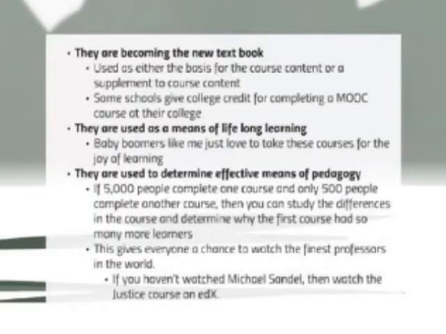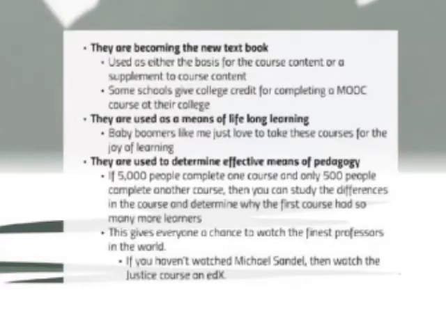They're also used to determine effective means of pedagogy. So, for example, 5,000 people take one course. 500 other people take another course, and only 500 people complete that course. So they have two courses. One 5,000 people completed, the other 500 people did. What's the difference in the course? How come one was so successful and exciting and people didn't like the other? So you can see what's good and what didn't work quite so well. And it gives everybody a chance to watch the finest professors in the world.